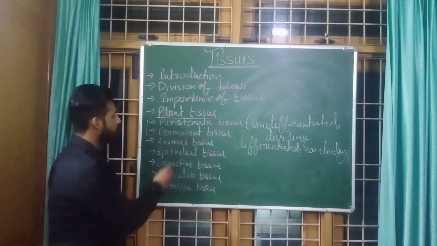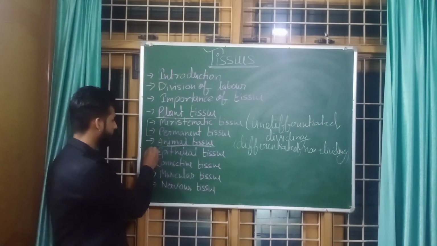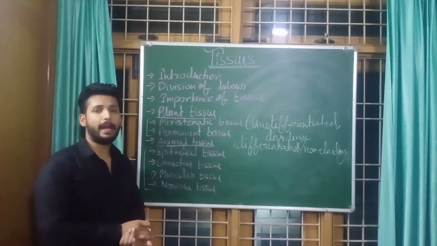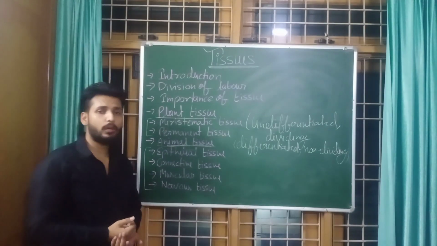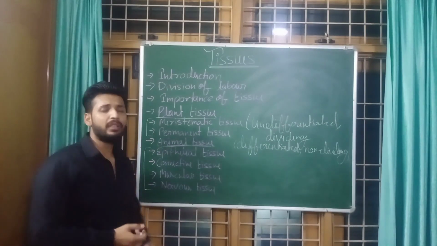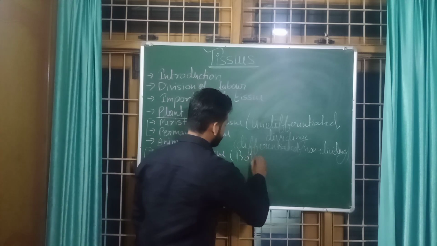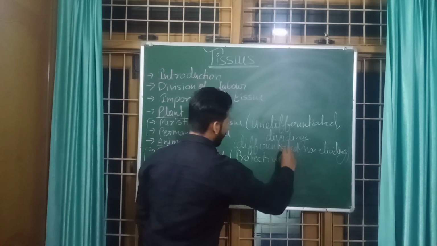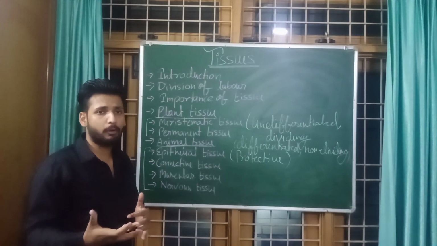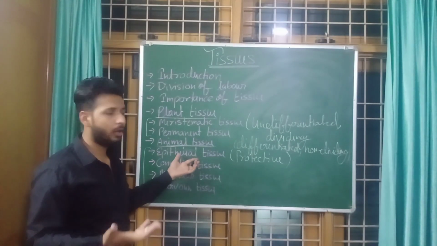Next we are talking about animal tissues. Basically there are four types. One is epithelial, second connective tissue, third muscular tissue, and fourth nervous tissue. Epithelial is the protective tissue which is present outside the body and it protects the body of an organism.